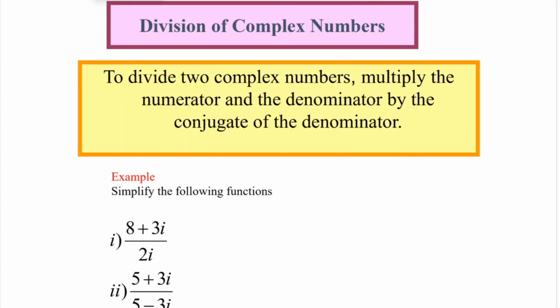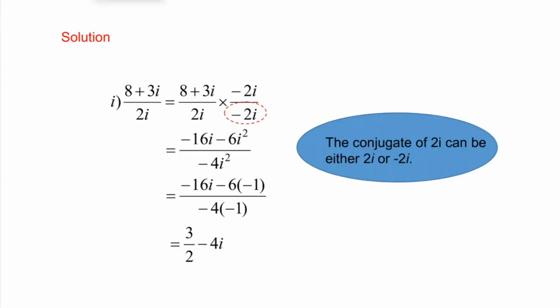Division of complex numbers. To divide two complex numbers, multiply the numerator and denominator by the conjugate of the denominator. We will discuss the following examples. To simplify (8 + 3i) over 2i, first, the conjugate of denominator 2i can be -2i or 2i.